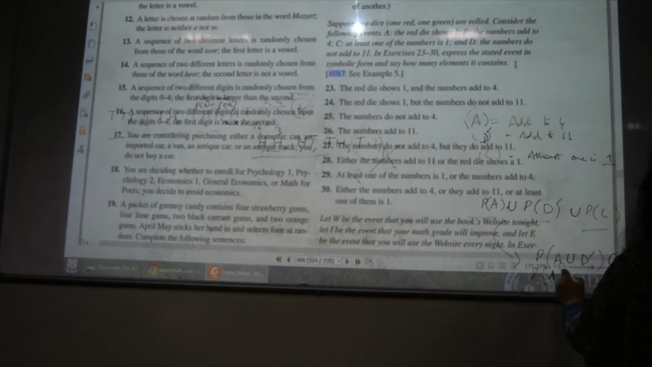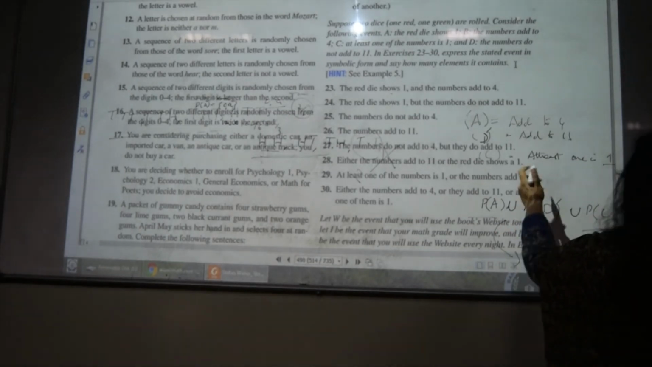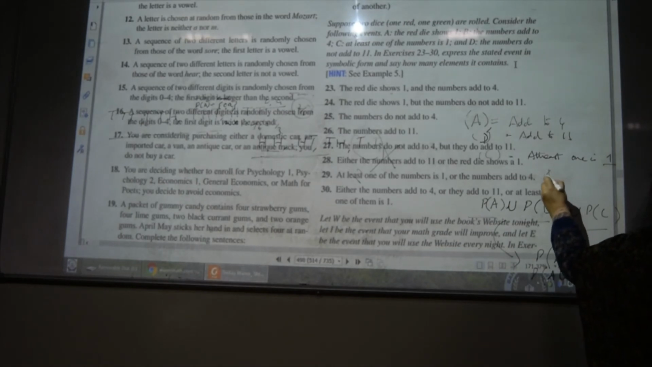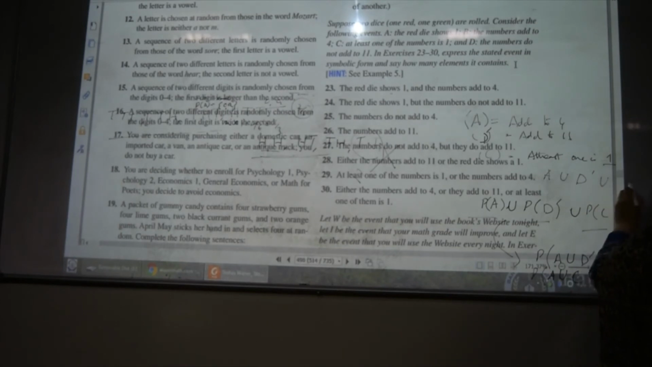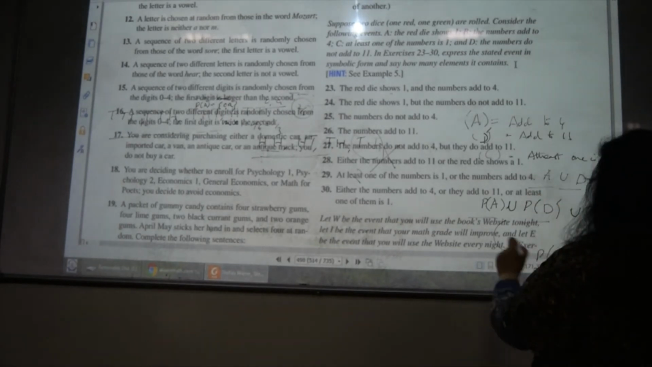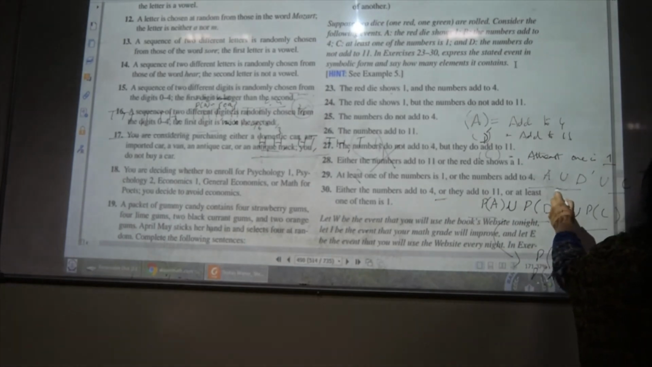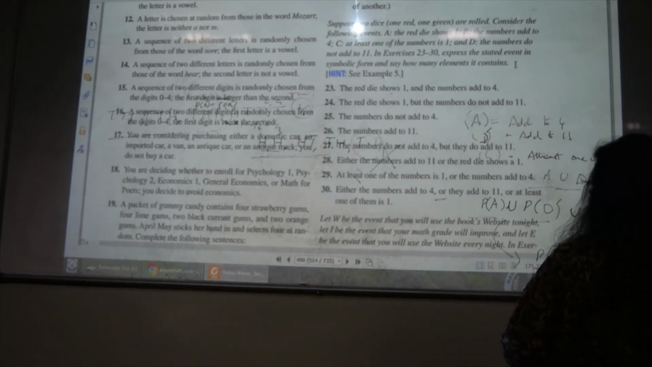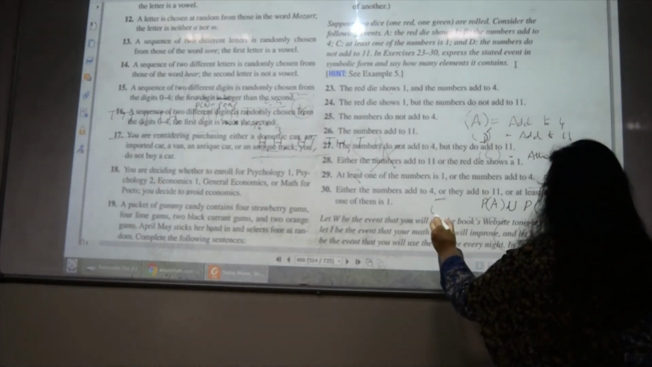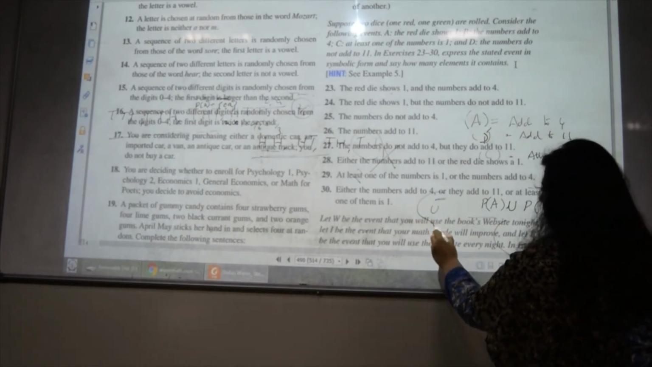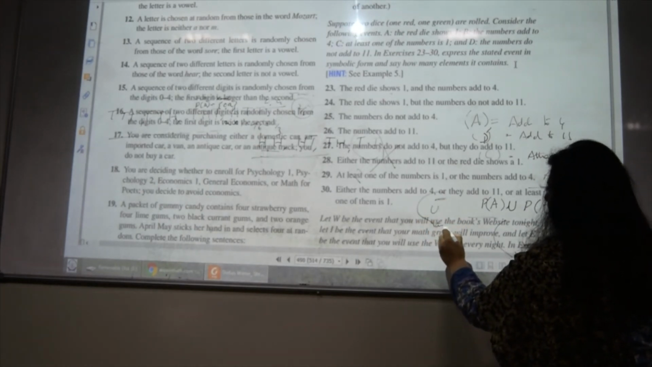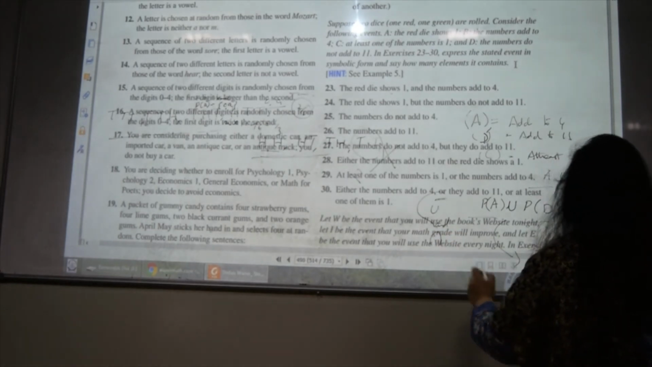Okay, A union C. But for just symbology, you can simply say that A union B, D complement, sorry, and union C. So OR is basically your union, and intersection would be AND. OR would be a union, and if I changed this to AND, then I would be replacing this with an intersection like I just did.